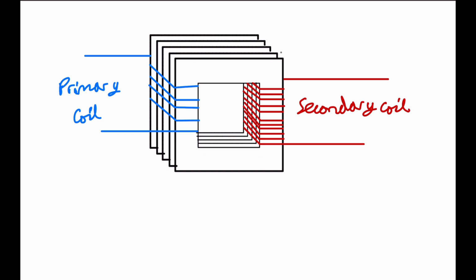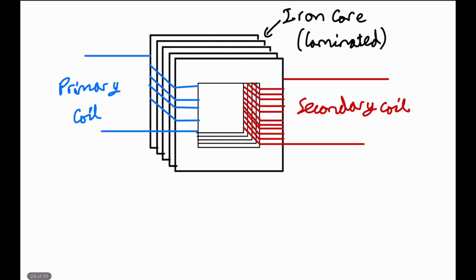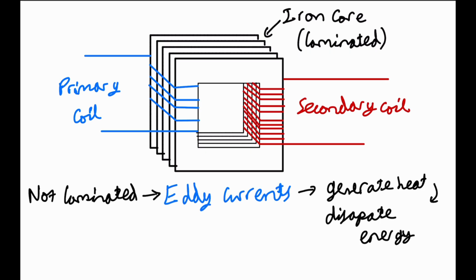And as you can see, it is laminated. I will explain why in a moment. If the iron core wasn't laminated, you would have eddy currents being produced in the iron core, which generate heat, and this dissipates energy. The eddy currents are induced by a changing magnetic flux inside of the core.